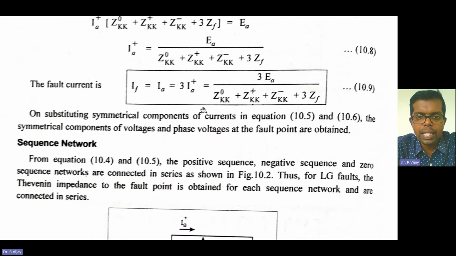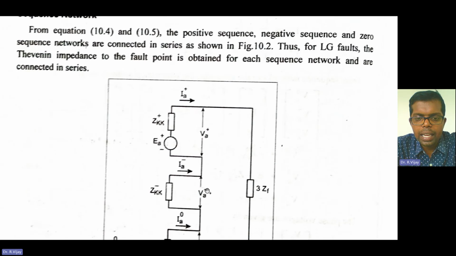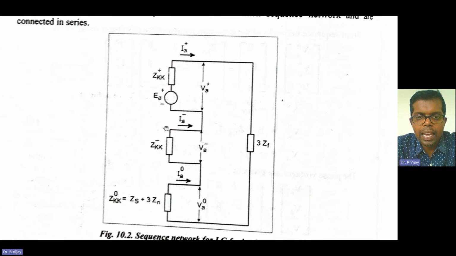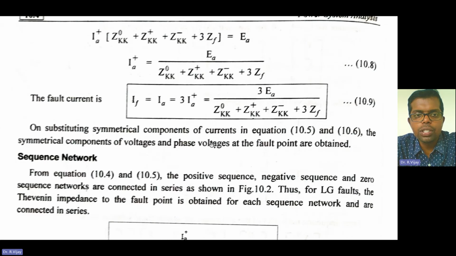So that's what we have written here. VA negative is equal to minus ZKK negative into IA negative. IA negative with the minus sign means it is flowing in this direction.